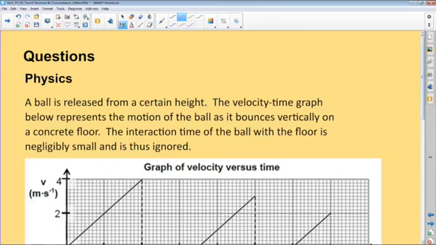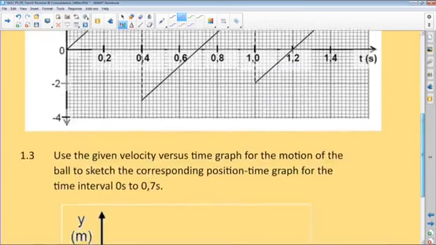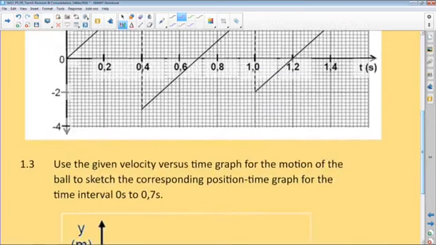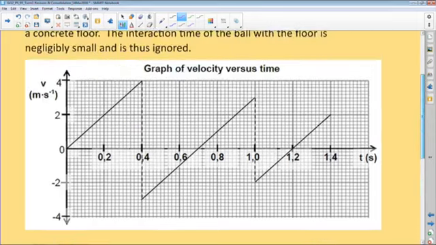Now, the next part of this question is this. It says, use the given velocity time graph for the motion of the ball, so what we've got, to sketch the corresponding position time graph for the time interval 0 seconds to 0.7. So, 0.7 seconds was here, okay? So we said it went down. Let's go here. Goes down, hits the ground, changes direction, goes up and stops.